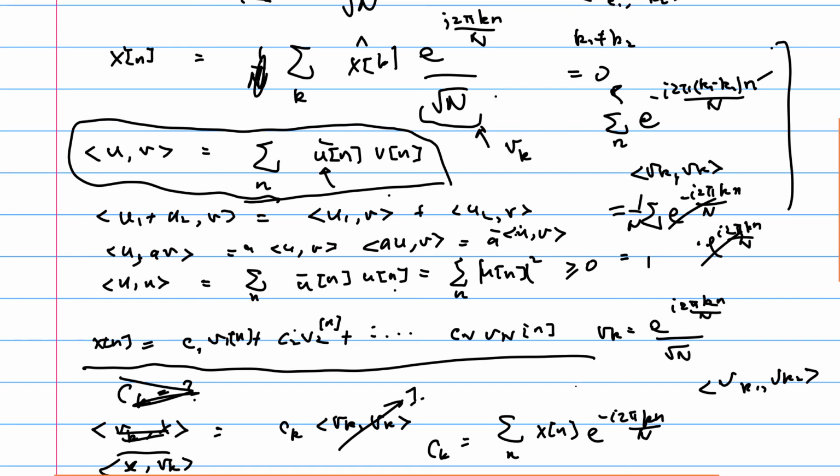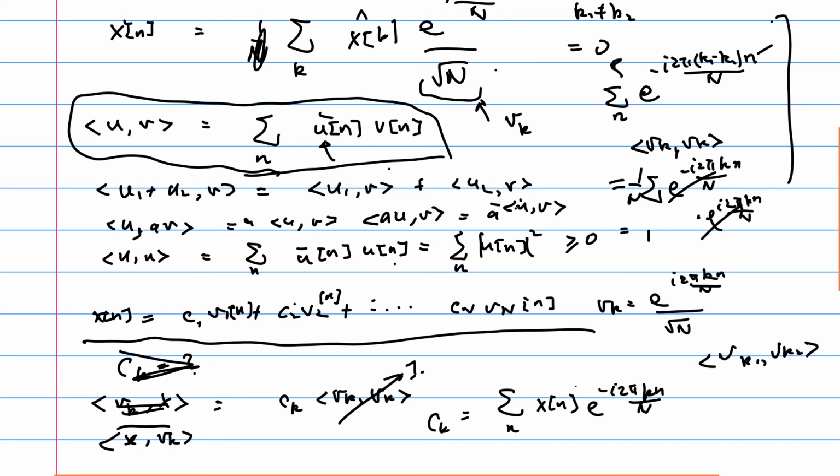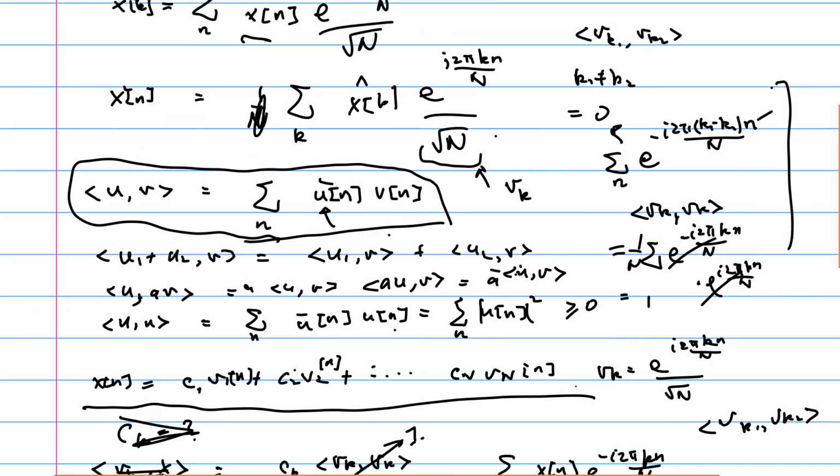Let me summarize again. So your Fourier transform is nothing but a projection to some basis, and that basis is some sinusoidal basis given by this.